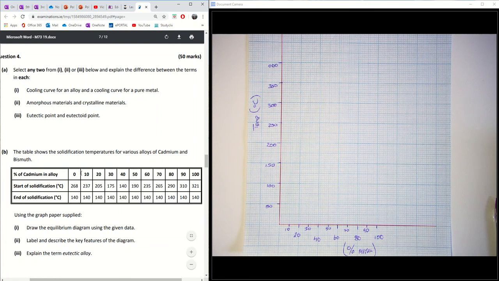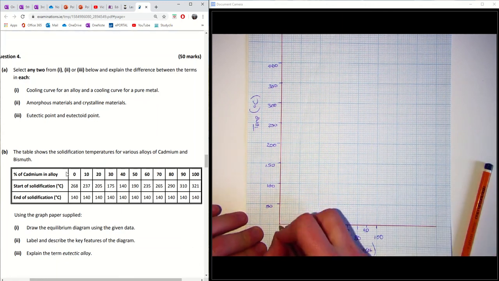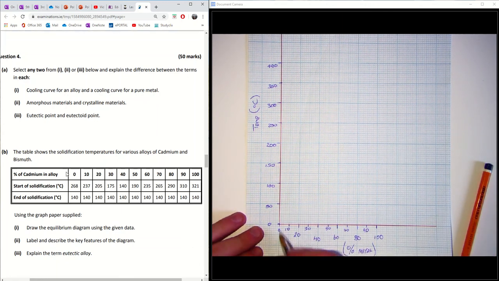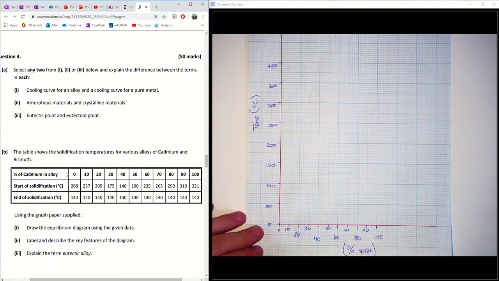Okay, so row down. I'm going to start with a 0. So I want to find 0% cadmium in my alloy. Okay, so I want 0% metal. So I'm going to come along, and I know that this point here, I'll put in the 0 and 0. Okay, so that's 0 on both sides. So that's my origin. So this is 0.